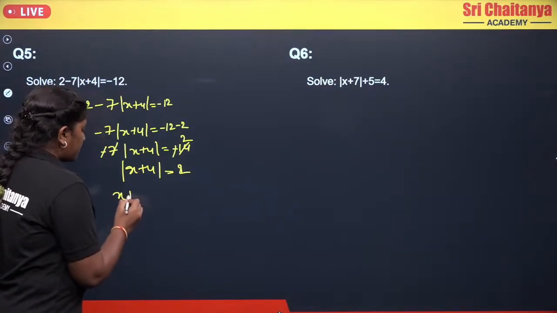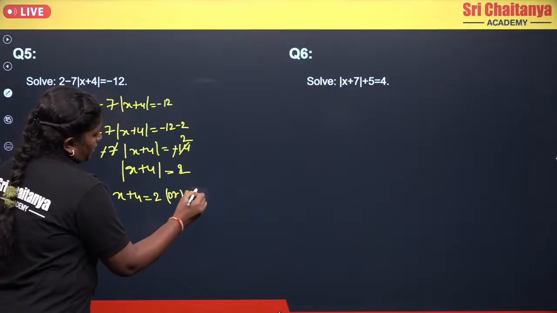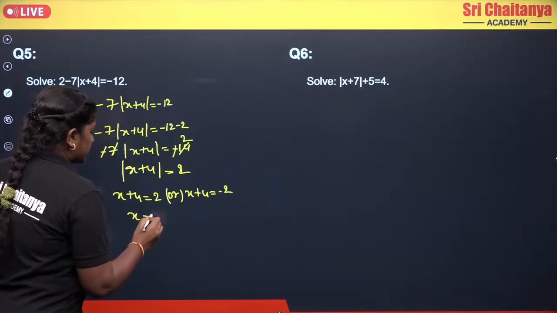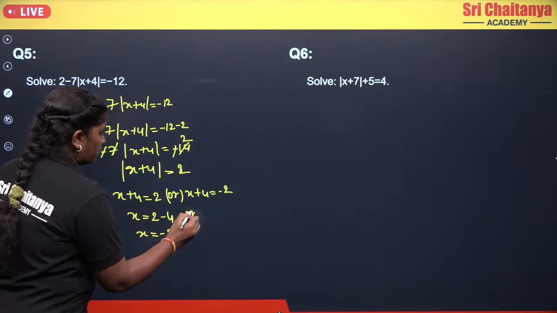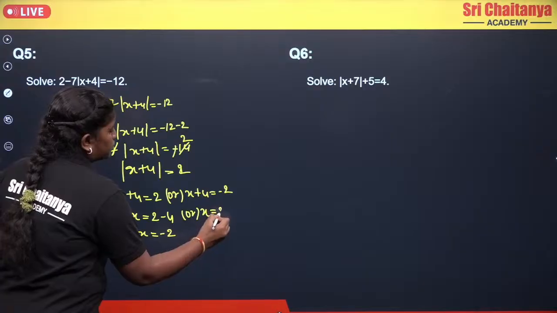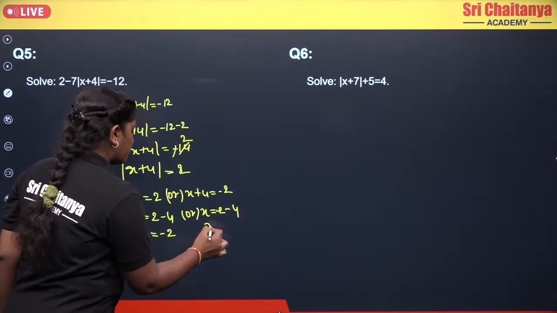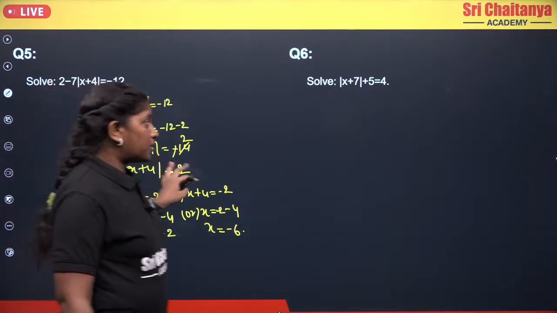Okay. Now from here you will get x plus 4 equals 2 or x plus 4 equals minus 2. So x equals 2 minus 4, which gives x equals minus 2, or x equals minus 2 minus 4, which gives x equals minus 6. Okay, so this is how we are going to solve.